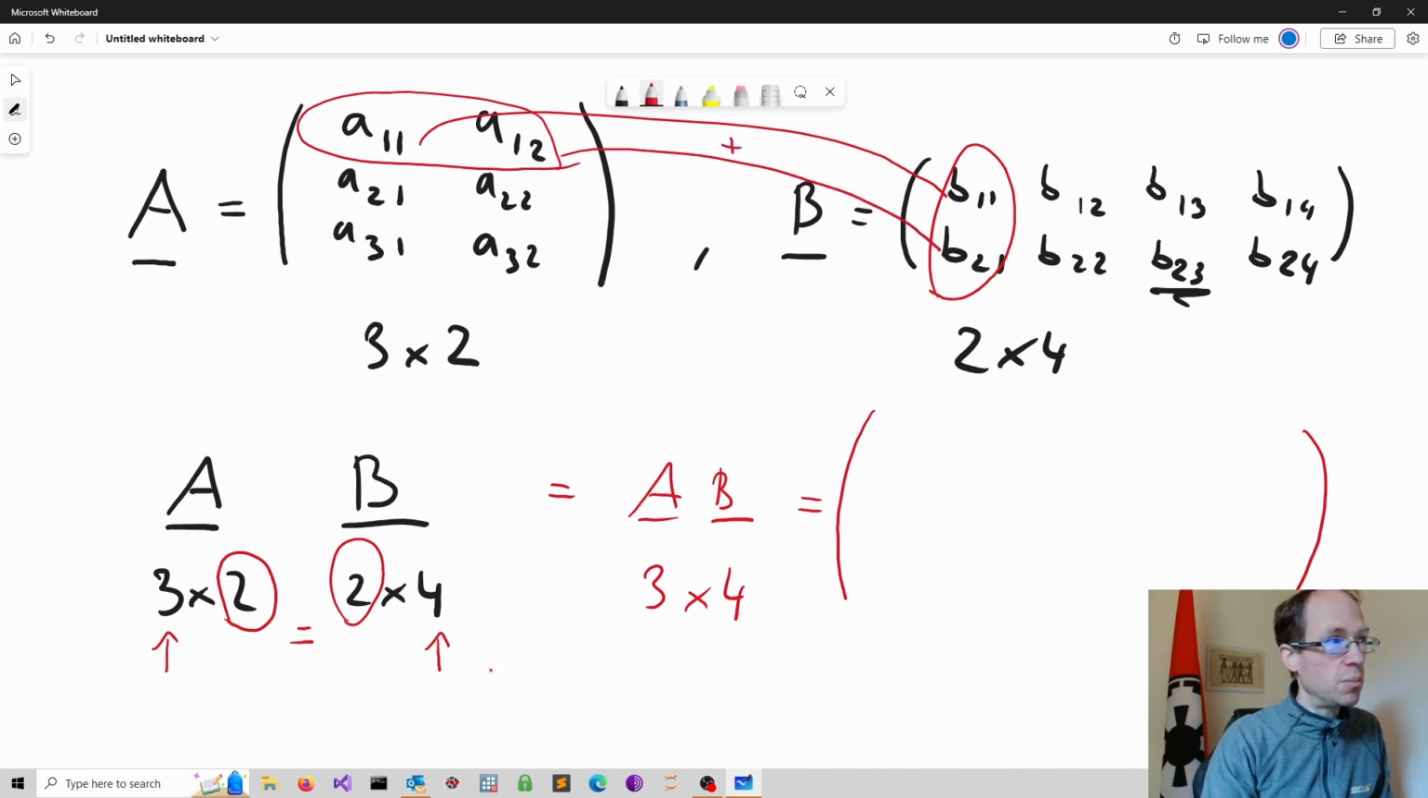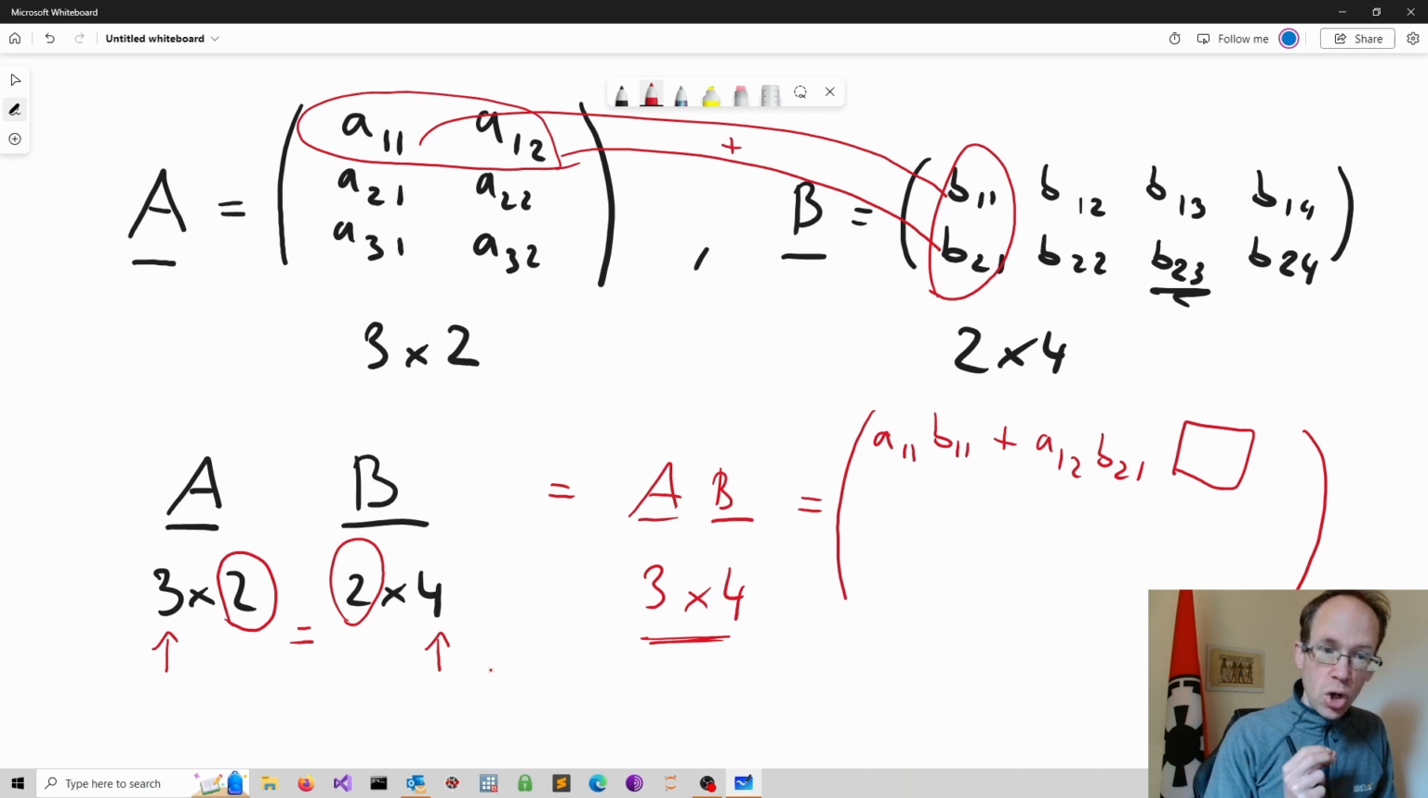So we end up with A11 B11 plus A12 B21. And this is the entry in position 1,1. Yeah, first row, first column. Then we would move to the next one. So first row, second column, which would be then this entry and so on. And we obtain the structure as expected, 3 rows and 4 columns.